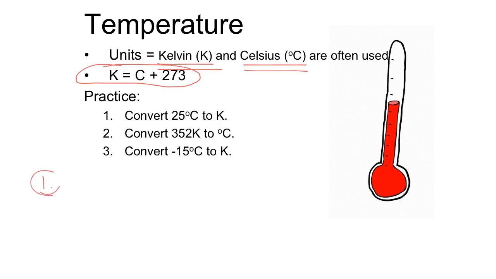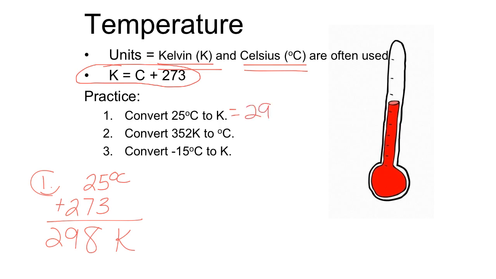So for question number 1, we have our Celsius temperature, 25 degrees Celsius. In order to get to the corresponding Kelvin temperature, you would just add 273. So that gives us 298 Kelvin. And that is just a touch warmer than room temperature.